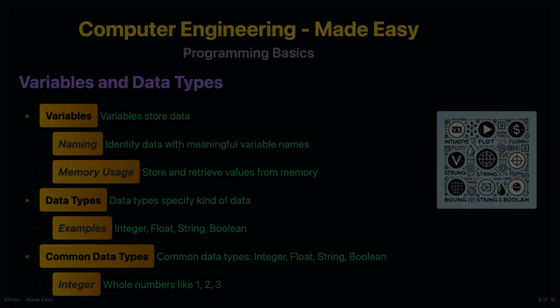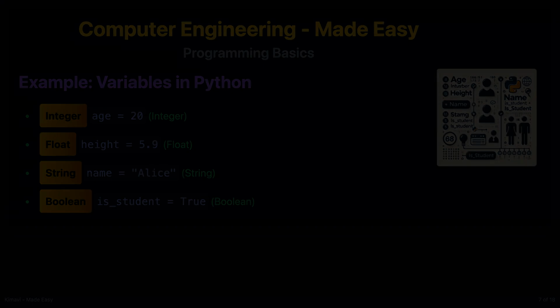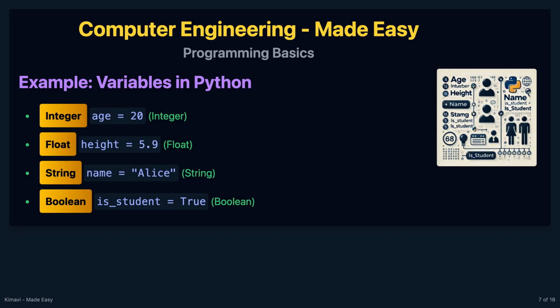Variables are used to store data, and data types specify the kind of data a variable can hold. Common data types include integer for whole numbers, float for decimal numbers, string for text, and Boolean for true or false values. Here's an example of variables in Python.